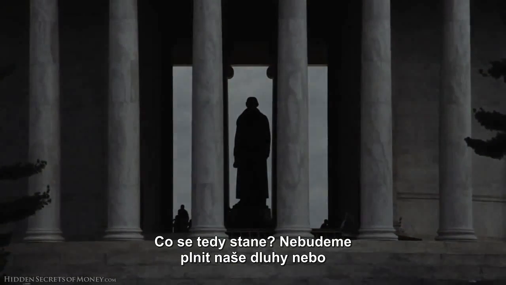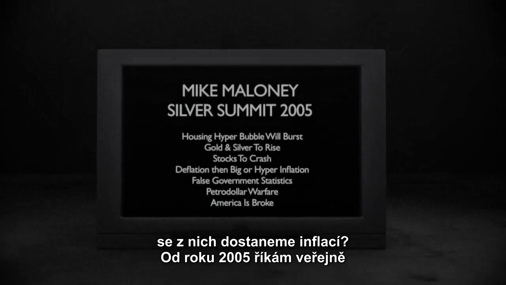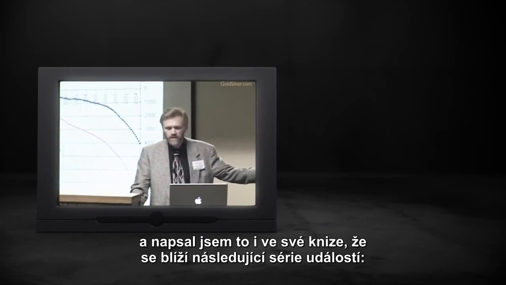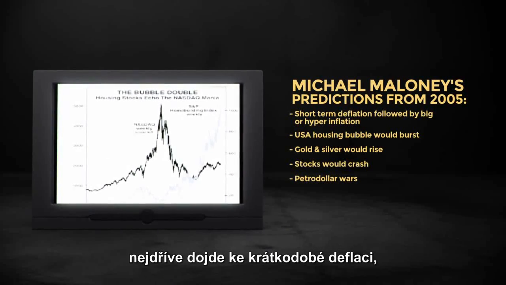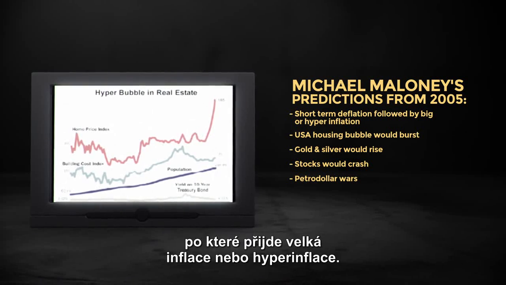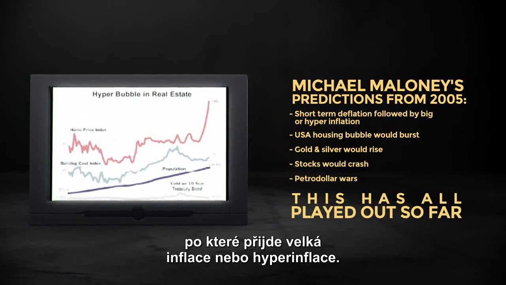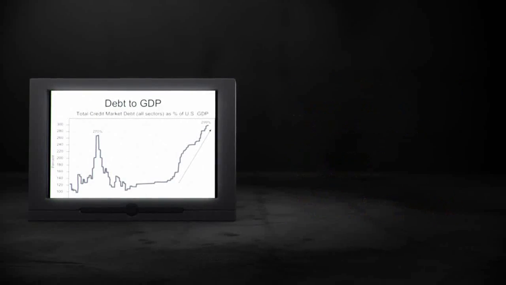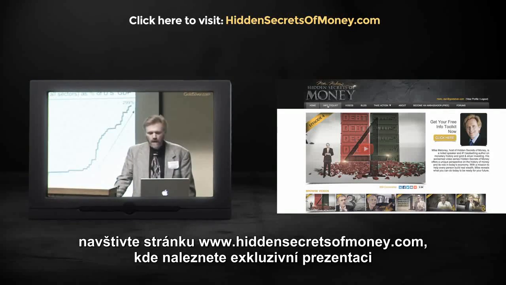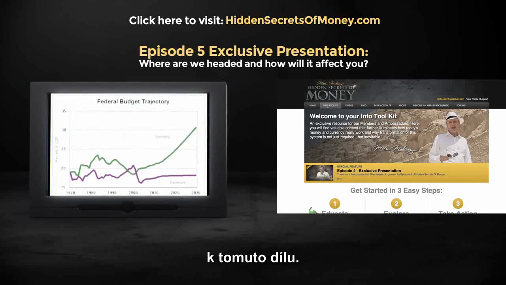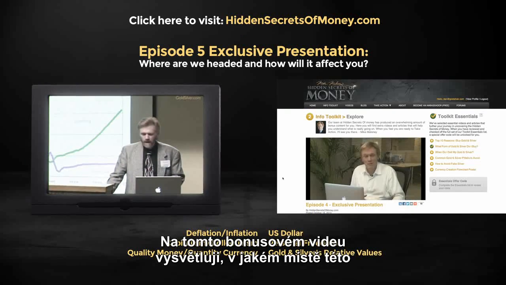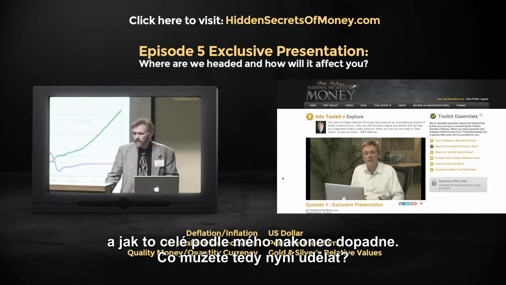So what's going to happen? Will we default or inflate our way out of the mess we're in? Since 2005, I've been stating publicly, and I also wrote in my book, that I believe we're headed toward a series of events involving a short-term deflation followed by a big inflation or hyperinflation. If you really want to learn how this inflation might affect you and your family, join me at hiddensecretsofmoney.com for this episode's exclusive presentation. It's a special video that shows where I believe we are on this economic roller coaster of a ride and how I think it'll play out.